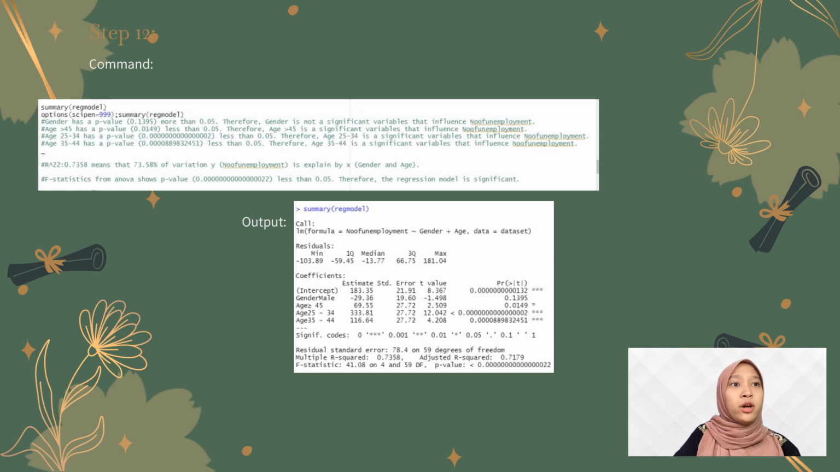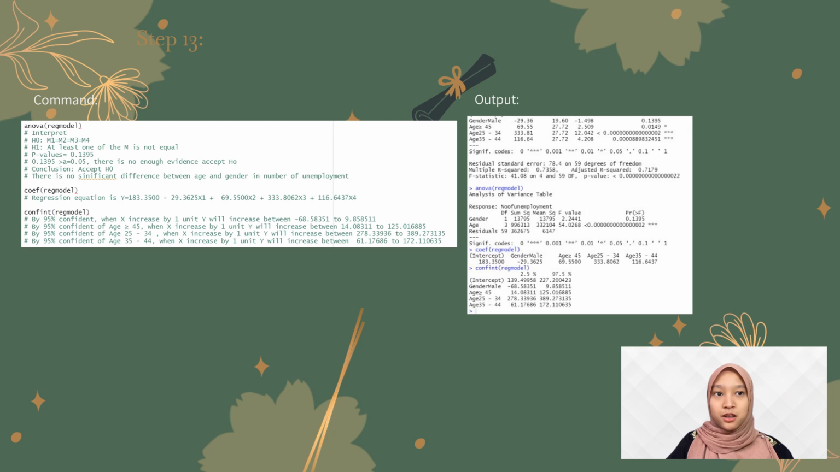So if you don't want the p-value in exponential form, you can put the option scipen equal to 999, so it will appear like this, the p-value in the output. Okay, for step 13, if you want to find the ANOVA for the data, you can put anova regression model in the command, so it will appear like the output.